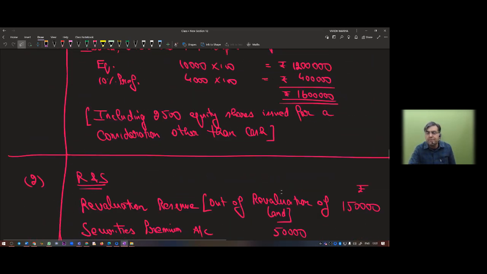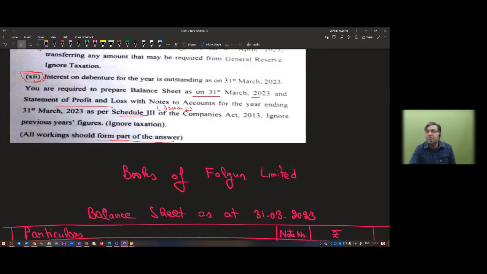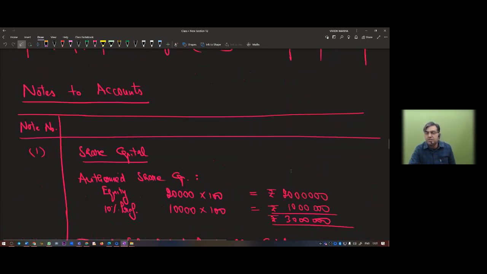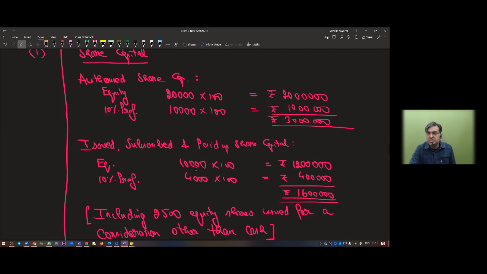What else? Share capital 16 lakhs. Note number one, we wrote share capital 16 lakhs. The breakup of share capital is 12 lakh plus 2 lakh. We'll make the correction later.